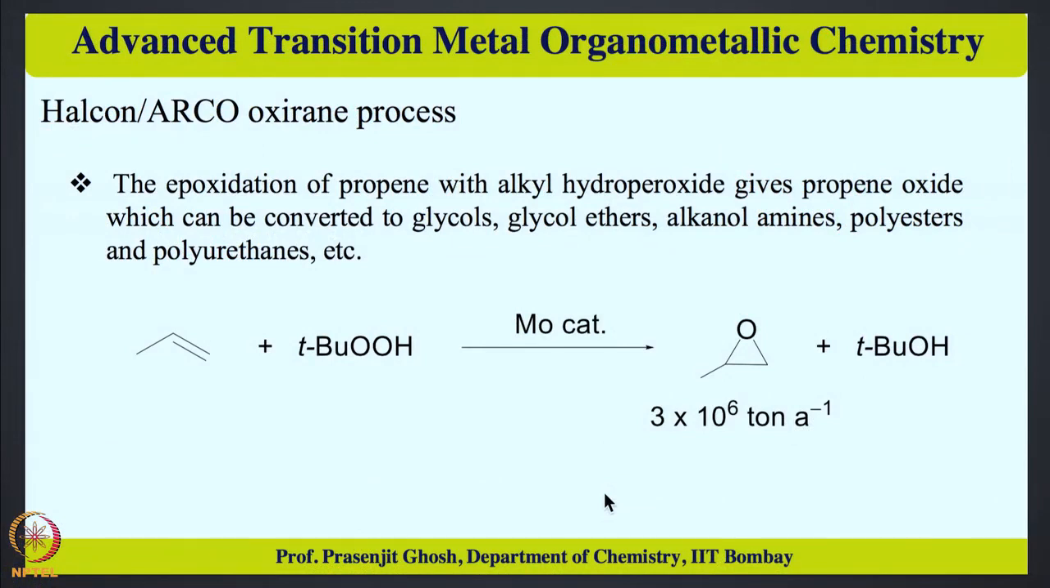With this, we are going to take a look at another important oxidation reaction of olefin, called the Halcon-Arco oxidant process. This is a reaction which produces epoxide, and the catalyst for this reaction is molybdenum. So, this is an example of molybdenum catalysis. We take up this new epoxidation reaction, called the Halcon-Arco oxidant process.